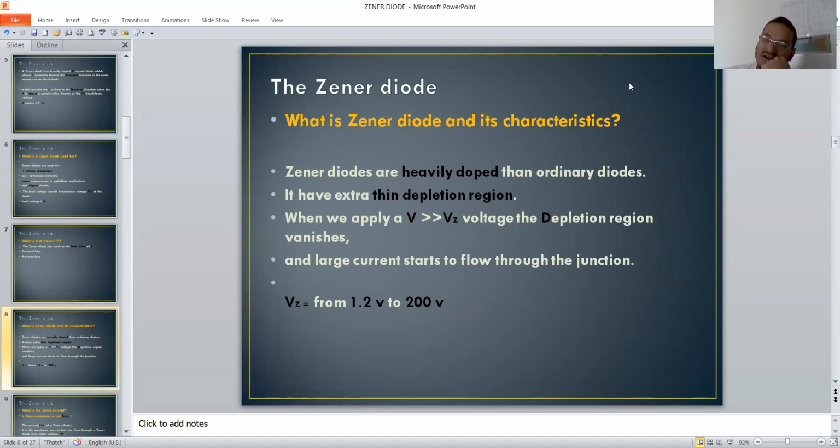When we apply a voltage more than the breakdown voltage, what will happen to the depletion region? The depletion region will vanish and large currents start to flow through the junction. VZ, the Zener voltage, is the breakdown voltage we will be dealing with, and we will see this phenomenon. Zener voltage starts from 1.2 and goes up to 200 volts.